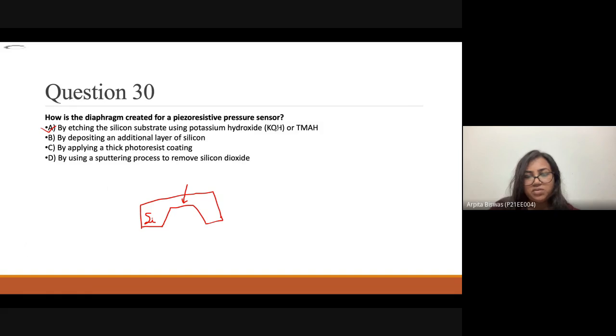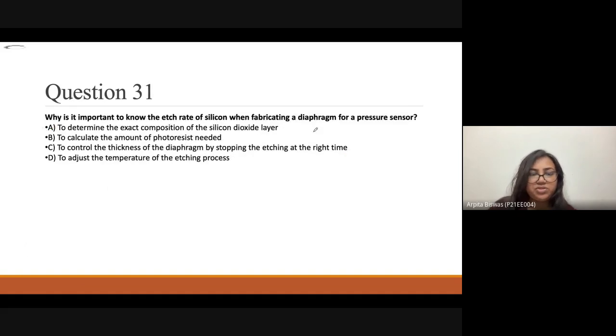KOH requires a higher temperature, whereas TMAH can be used at room temperature. Also, KOH gives a rough surface and TMAH gives a smooth surface. So we mainly go for the TMAH process, but we can also use the KOH solution to etch the silicon. So this is the right option: etching the silicon substrate using potassium hydroxide, KOH, or TMAH. Okay.